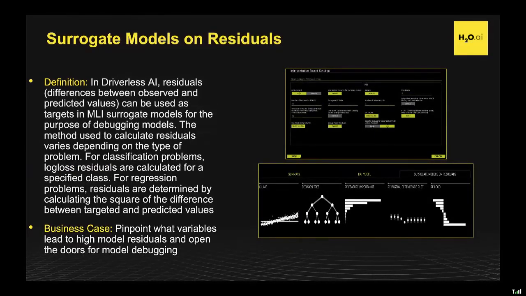Surrogate models on residuals: basically you want to pinpoint what variables lead to high model residuals and open the doors for model debugging, right? Essentially, if your model is getting things very wrong, you want to be able to understand why that's happening. And surrogate models and things like K-Lime, it's very good if you're using complex models to try to fit a simple model to it.